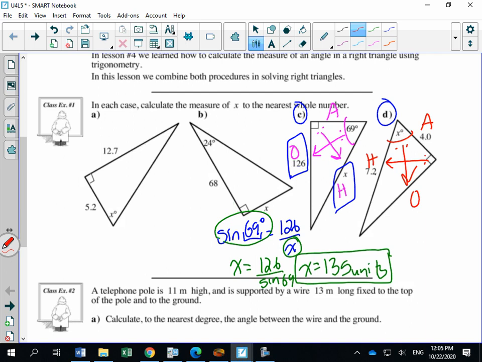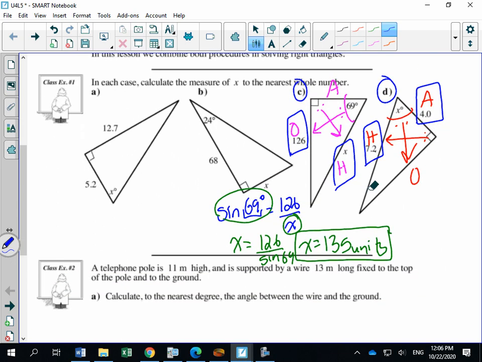Cade, when I'm finding an angle now, what do I have to box in? Exactly, 2 given sides. When I'm finding an angle, you can only ever have one unknown, right? So I could never box in O, because I don't know the angle and I don't know O. So I'd be boxing in A and H. And Cade, which trig ratio do you want me to use? Cosine. So the cosine of my given angle is equal to A over H, which is 4.0 over 7.2.